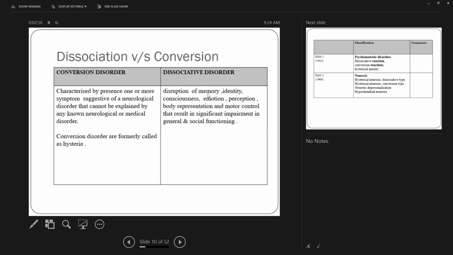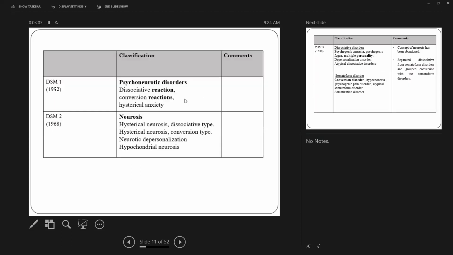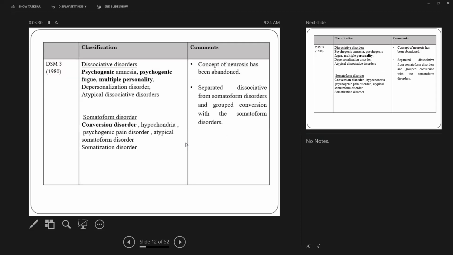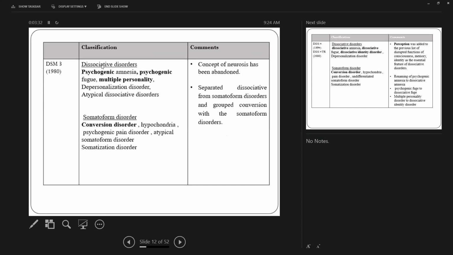And dissociative disorders involve disruption of memory, identity, consciousness, emotion, perception, body representations, motor control that result in significant impairment in general and social function. Now, in DSM-1, these disorders were classified under psychoneurotic disorders, under dissociative reactions and conversion reactions and hysterical anxiety. In DSM-2, they were classified as neurosis under the headings of hysterical neurosis dissociative type, hysterical neurosis conversion type, neurotic depersonalization, and hypochondriacal neurosis. In DSM-3, for the first time, dissociative and conversion disorders were classified differently.